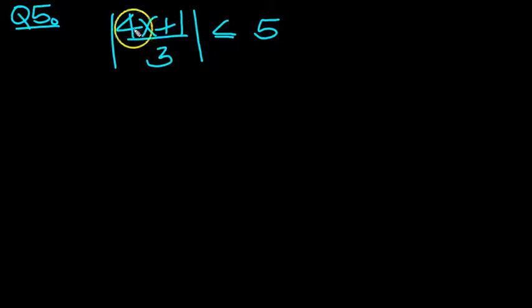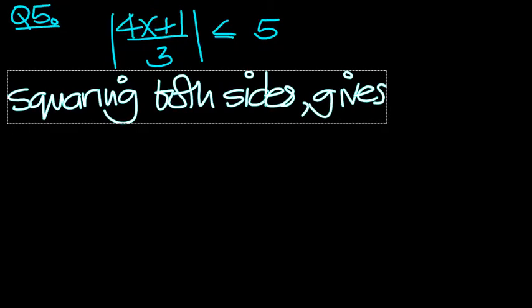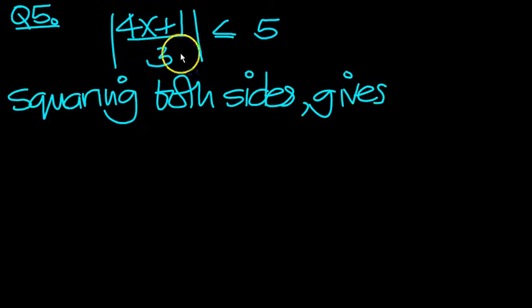|(4x + 1)/3| ≤ 5. Square on both sides then and see what we get. So the square of this side will be this squared over this squared. So I'm going to square this in my mind's eye with a bracket around it.